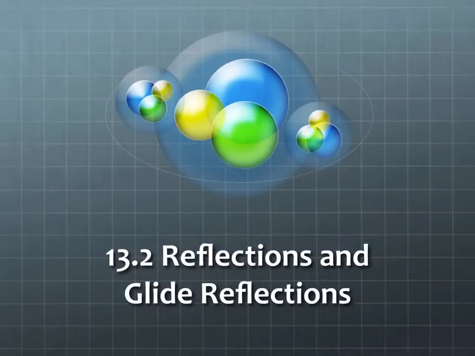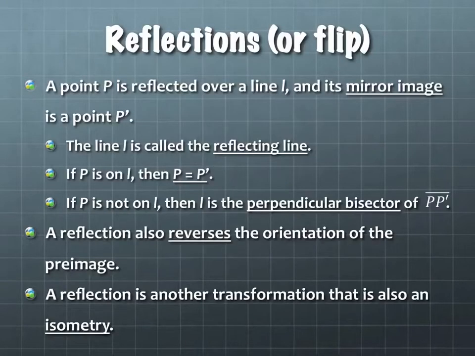All right, section 3.2, we're going to talk about reflections and glide reflections. And for starters today, we're just going to talk about the reflections part. We're going to start with a description of that. So a point P is reflected over a line L, and its mirror image is a point P prime. So that's our setup. We call L the reflecting line.